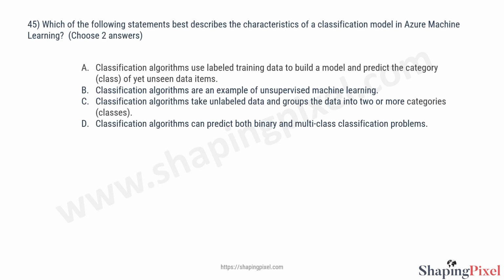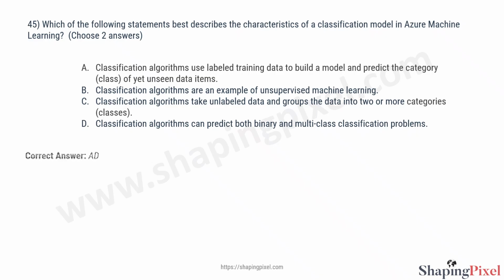Question number 45. Which of the following statements best describes the characteristics of a classification model in Azure machine learning? Choose two answers. And we have four options. Option A, classification algorithms use labeled training data to build a model and predict the category of yet unseen data items. Option B, classification algorithms are an example of unsupervised machine learning. Option C, classification algorithms take unlabeled data and group the data into two or more categories. Option D, classification algorithms can predict both binary and multi-class classification problems.